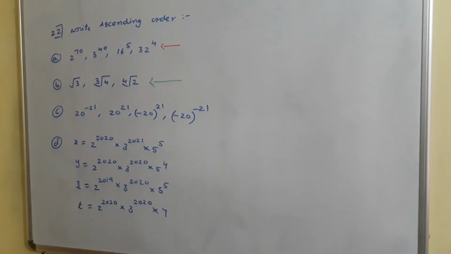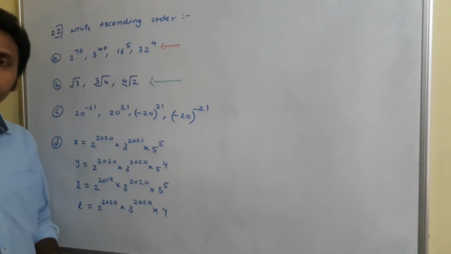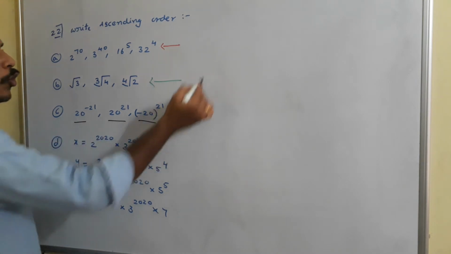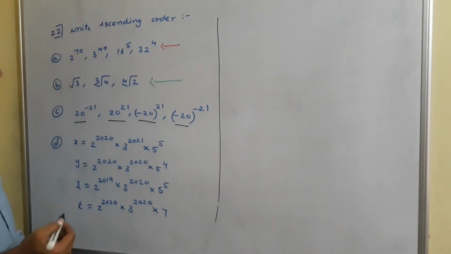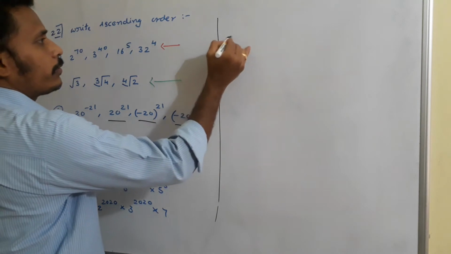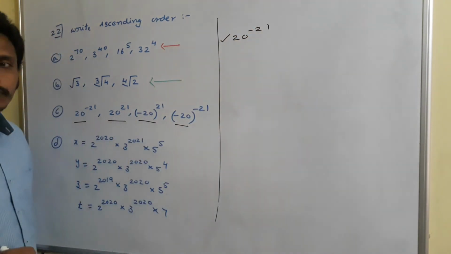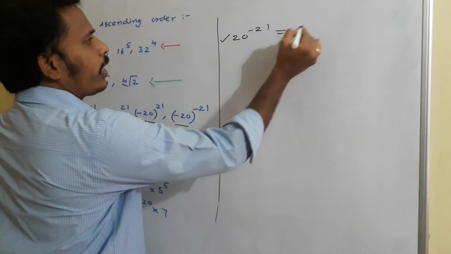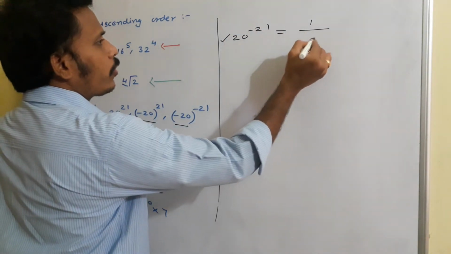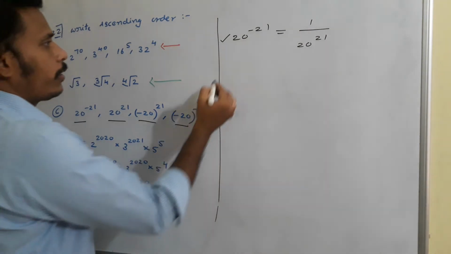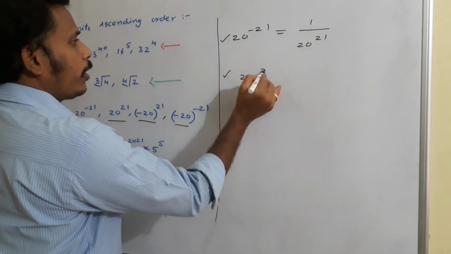So next one: 20 power minus 21, 20 power 21, minus 20 power 21, and minus 20 to the power minus 21. If you observe, all these problems look a bit different. Just observe all these things. 20 power minus 21 is the first one. It is easy to rewrite it as 1 by 20 power 21 by the laws of exponents: a power minus n is 1 by a power n. And the next thing is 20 power 21.